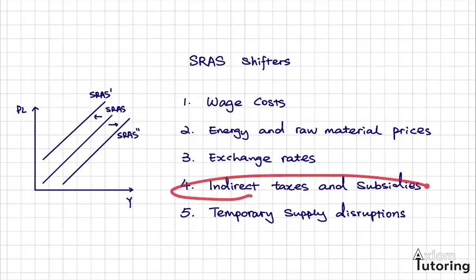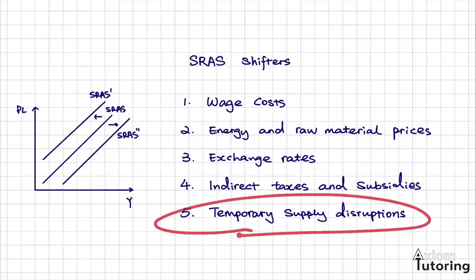Changes in indirect taxes and subsidies can also shift SRAS. An indirect tax, such as a tax on fuel or production, increases firms' costs. That reduces firms' profitability, causing SRAS to shift leftwards, while a subsidy does the contrary. It reduces firms' effective production costs, raises firms' effective profitability, and that must shift SRAS rightwards.